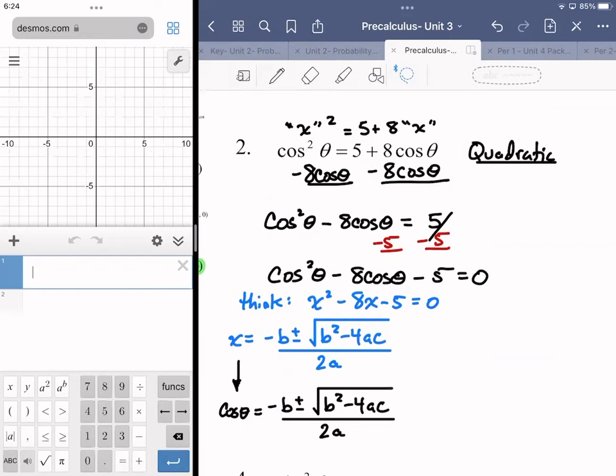All right, but in a couple minutes, I'm going to show you the tech assignment, which is going to show you how you can handle this using Desmos. So it's an alternative approach. So the leading coefficient here is a 1. We have a negative 8, and then we have a negative 5. Poor quality negative 5. I'm going to clean that up. All right, these would be our a, b, and c values.